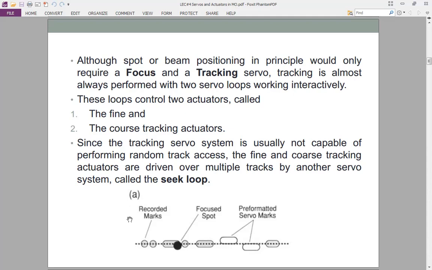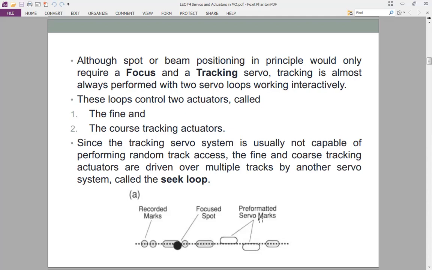The diagram here just tries to illustrate. You can see the laser spot there, which is black in color. And then we have those recorded marks, which are gray in color. So the laser spot must be within. You can see the laser spot there is within that line so that it can read those bits, whether it is 0, 1, 1, 1, and so forth.